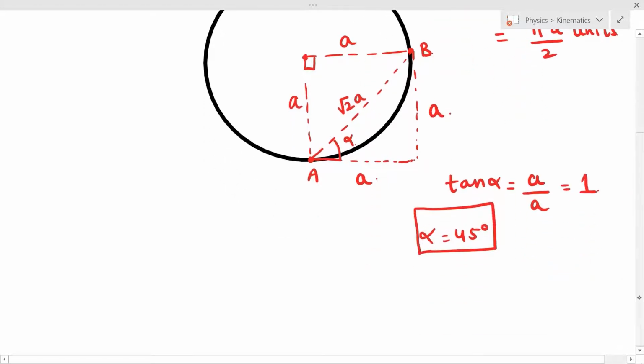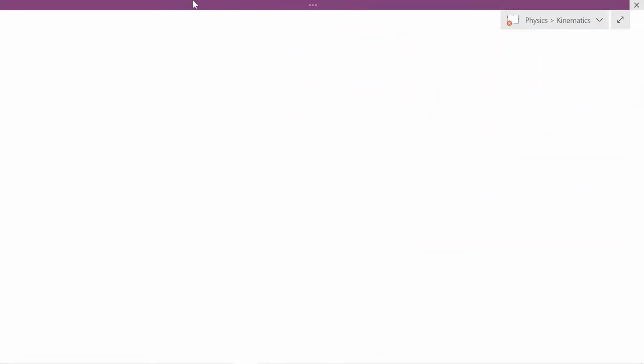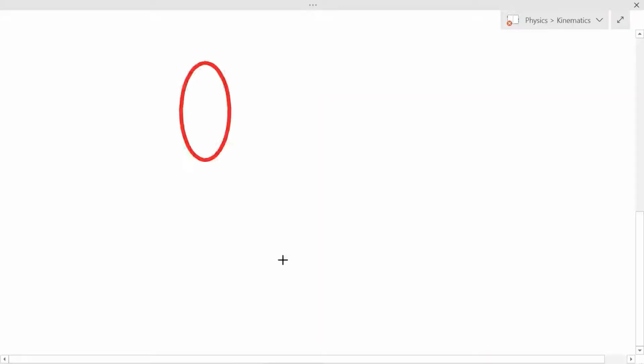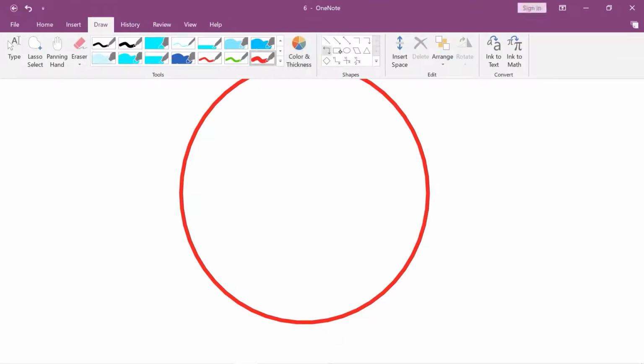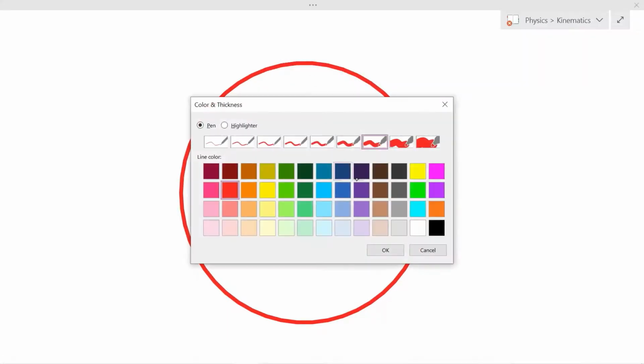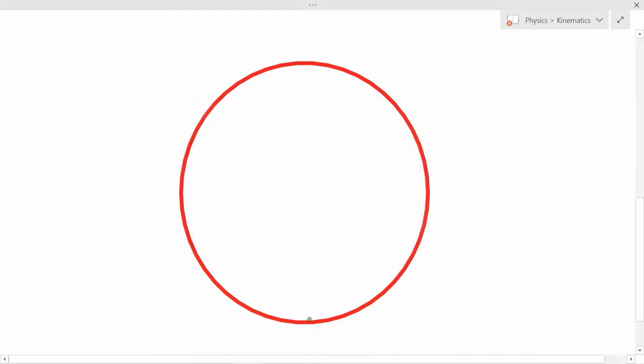Now let's do another scenario. Suppose here I'm again drawing a circle like this. It has become red, it's okay. Let's use another pen now, green color. Suppose the cyclist is again at this position A, and now he reaches this position B like this. So he has taken the path like this, and this is the diameter. Again, let's say the radius is a.